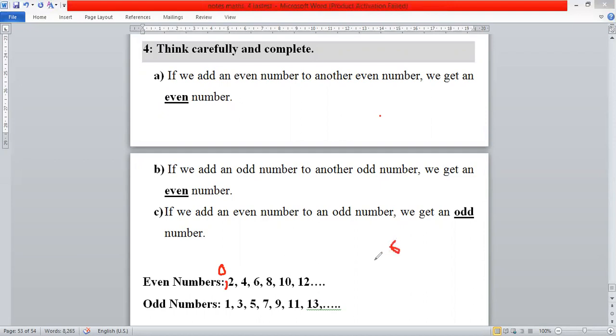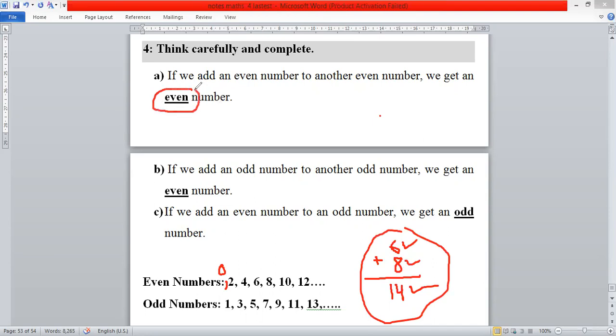So I am taking any 2 even numbers. Let's suppose I am taking 6 and 8. 6 is an even number, 8 is an even number. 8 plus 6, 14. 14 is also an even number. So 6 is divisible by 2, 2 threes are 6. 8 is divisible by 2, 2 fours are 8. 14 is divisible by 2, 2 sevens are 14. Therefore, whenever we add 2 even numbers, we get an even number again.